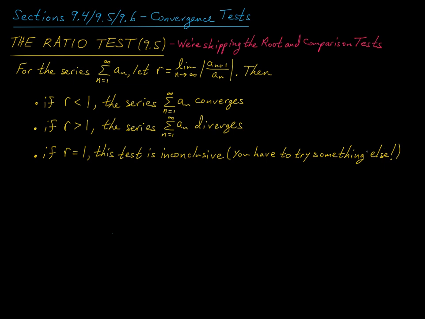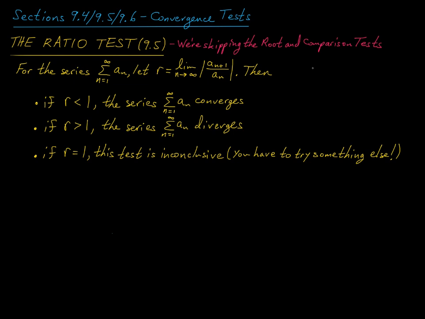Okay, you have to try something else in this instance. It turns out that there are series with r equal to 1 that converge, and there are other series with r equal to 1 that diverge. So knowing that r is equal to 1 alone is not sufficient to conclude whether a given series is convergent or divergent. You have to do something else.